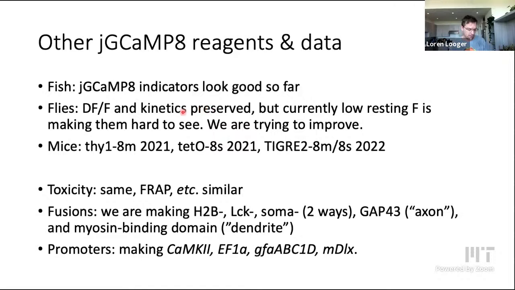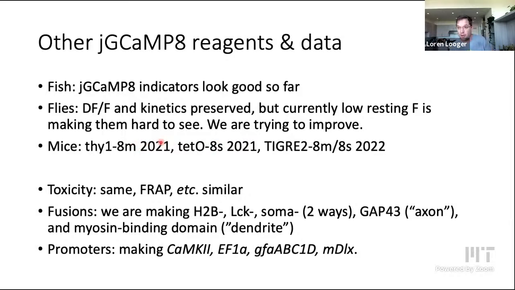Everything's available. So all the plasmids and AAV are shipping from Addgene already. Misha Ahrens' lab has characterized the transgenic fish. That looks good. Flies are taking a bit longer. The data so far suggests that the signal change and kinetics hold up just fine. But currently we get about a 2-fold hit in baseline fluorescence that makes them a bit hard to see.